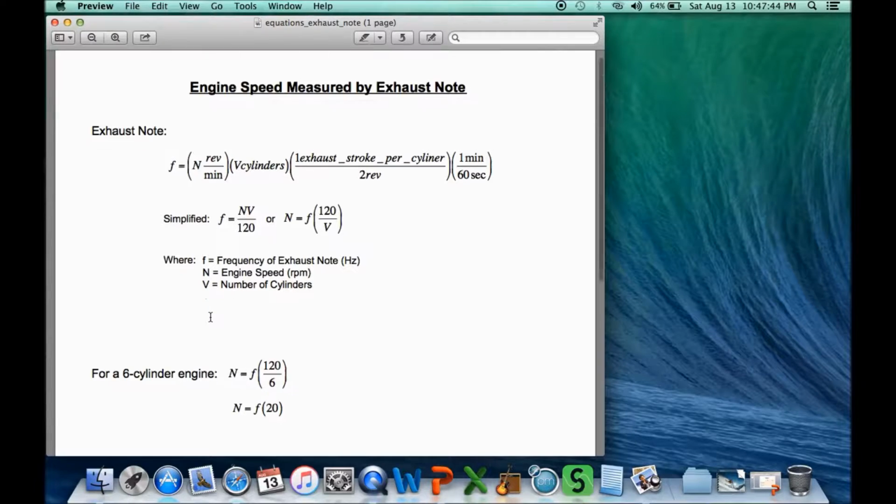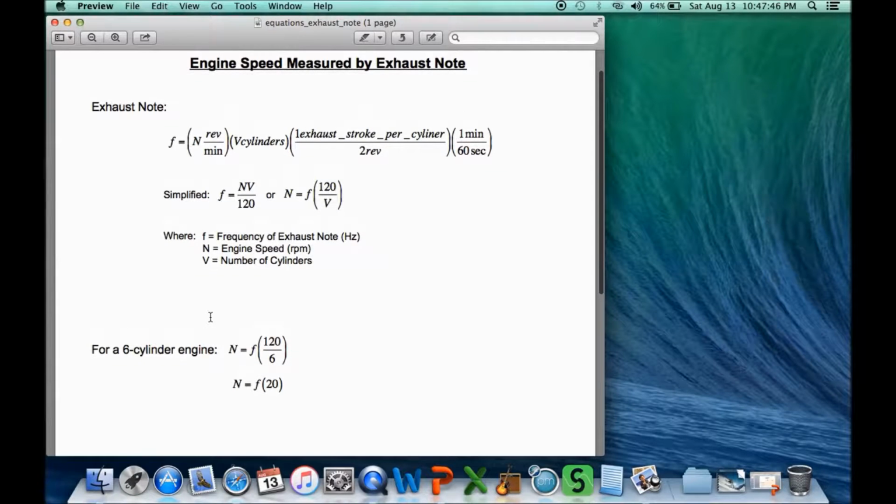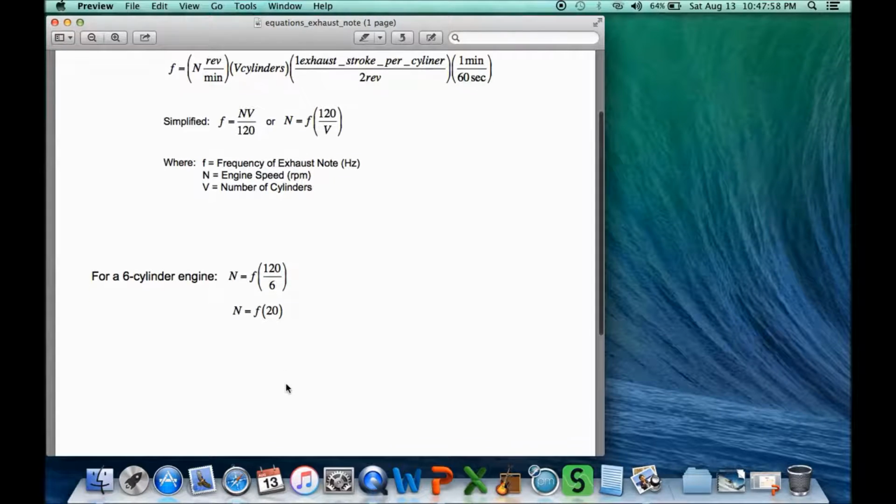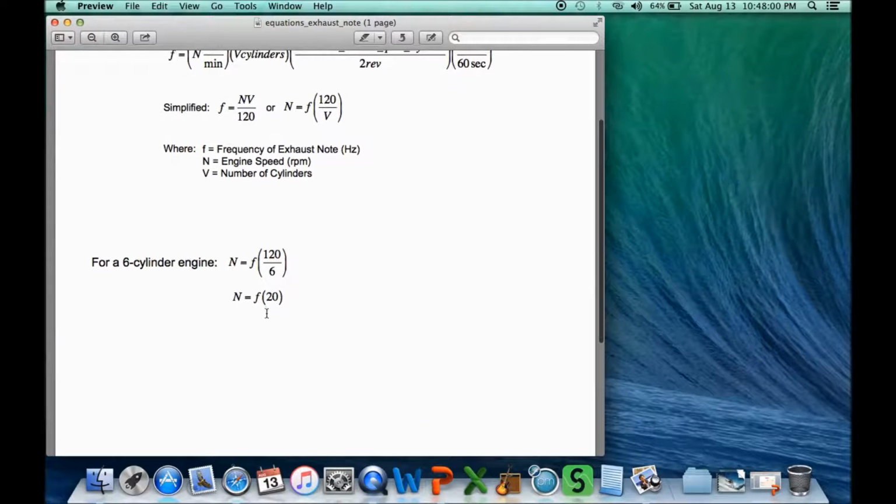In this particular experiment, the truck we used was a 6-cylinder diesel. So speed will actually be frequency times 120 over 6, or frequency times 20. So what I'm going to do is try to determine the frequency that we measured during the experiment, multiply it by 20, and that should be the speed in RPM.